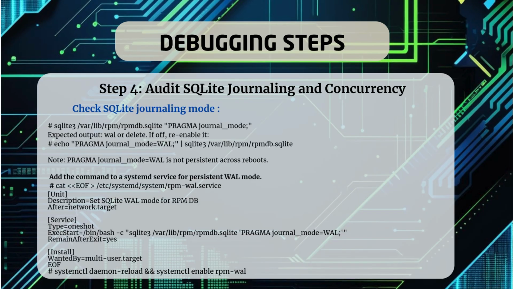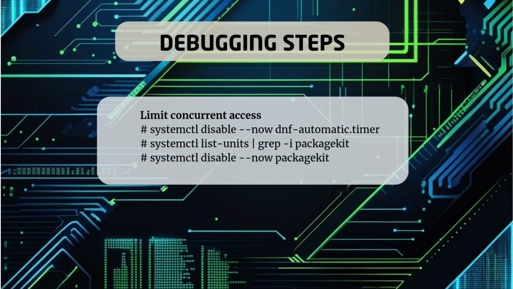Step 4 is to audit SQLite journaling and concurrency by following the instructions as seen on the screen. Here are some of the ways to limit concurrent access to the RPMDB.